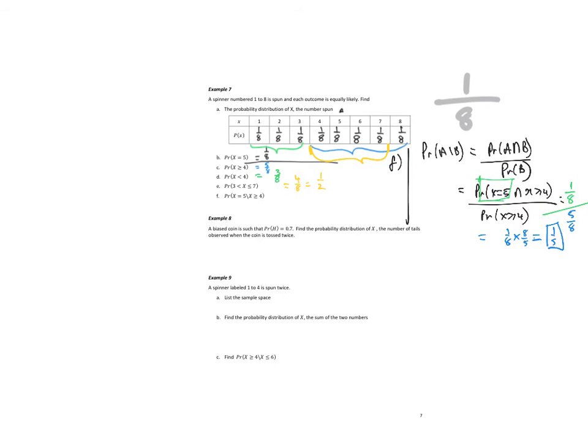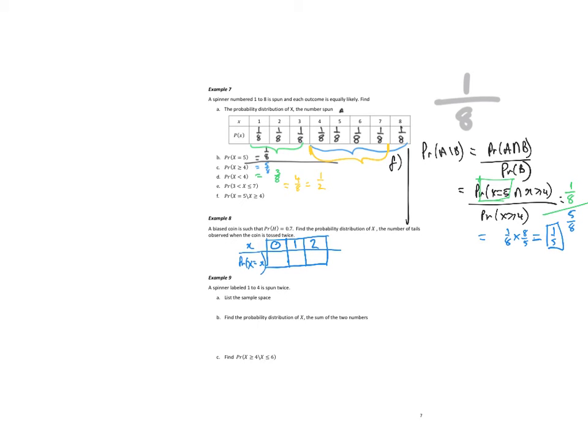What about a biased coin such that the probability of head is equal to 0.7? Find the probability distribution of x, the number of tails where the coin is tossed twice. So my probability distribution looks like that. I get 0, 1, or 2 heads. That's x. That's the probability that x is equal to x.